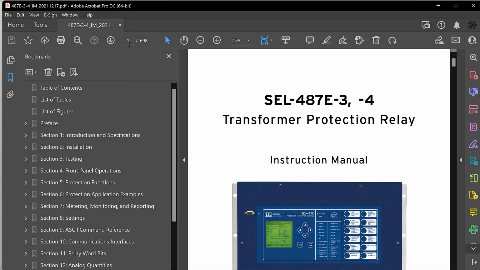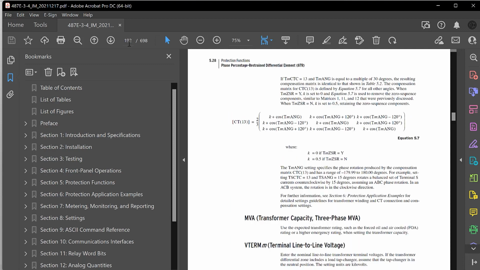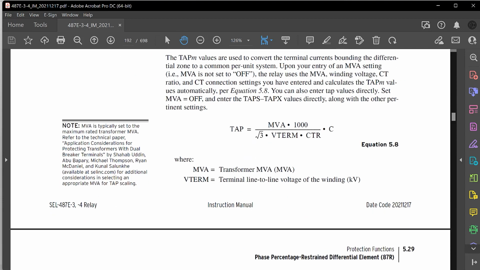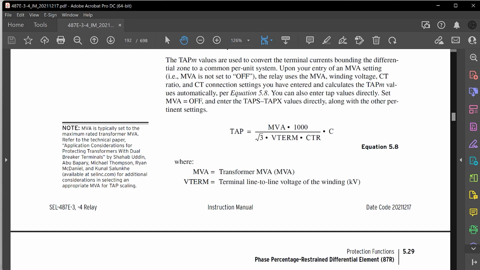All right, so the current compensation in this instruction manual specifically is on page 192. So let's go to that part of the instruction manual. We have the current compensation equation here, and this is what's called the tap setting in the SEL 487E relay, and most relays also call it the tap.